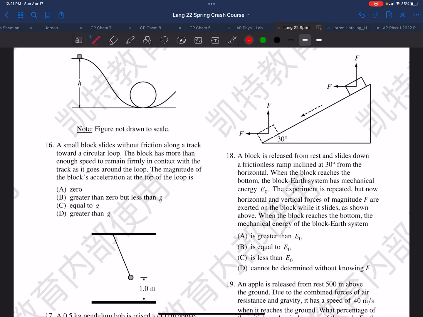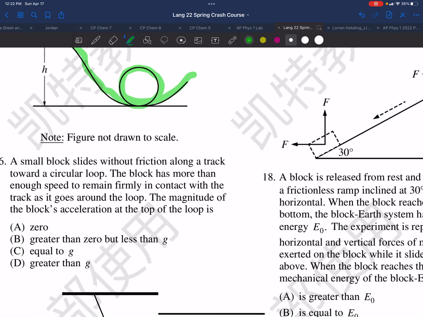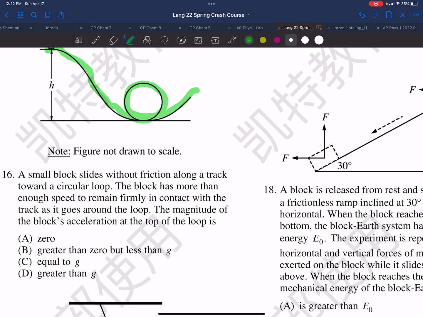So we have this block that we can see here, and it moves along this track, this roller coaster type thing, and it goes through this circle and follows the path like so. So what we know, there's a couple of things that should stand out whenever we have a vertical circle.